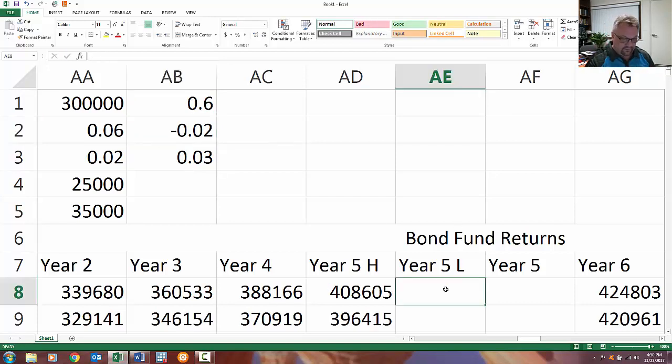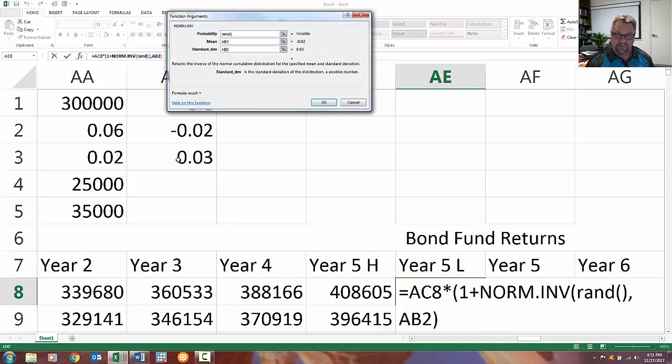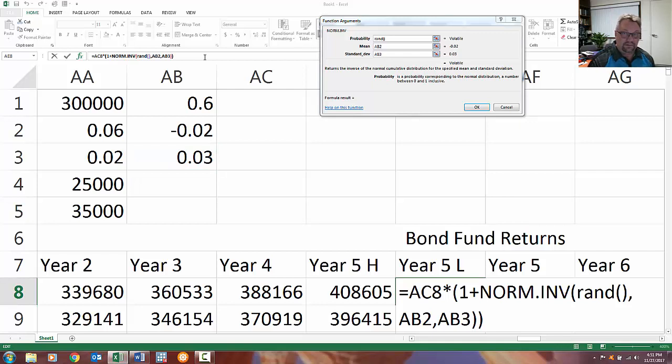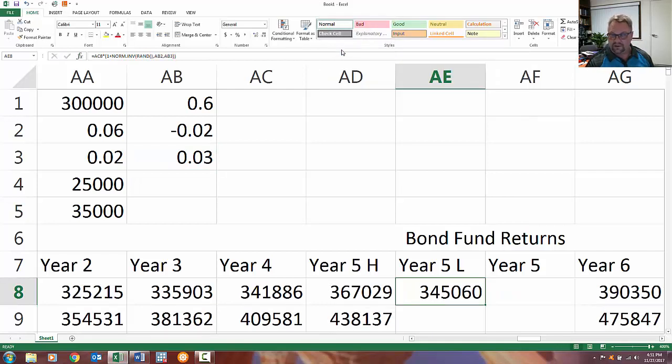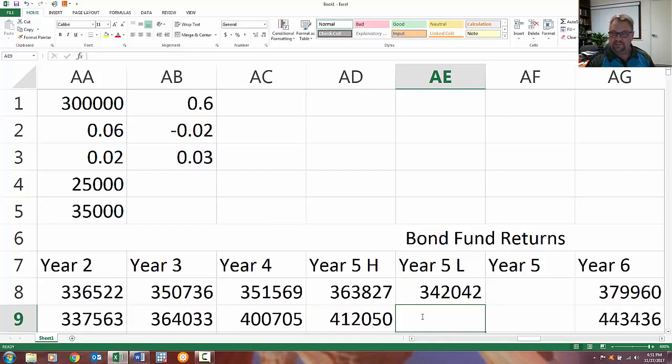So in year 5 low, the returns I would get if we were in a recession would be the ending balance in year 4 times 1 plus NORM.INV, RAND open close parentheses, the mean negative 0.02, the standard deviation 0.03. Don't hit OK. Close the parentheses and then hit OK. And since I'm just going to be copying this down, I'm going to put an anchor here and here.